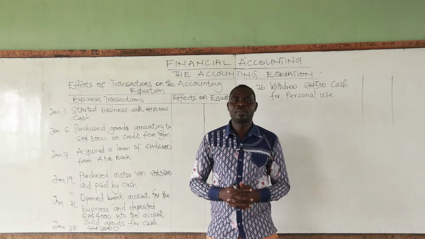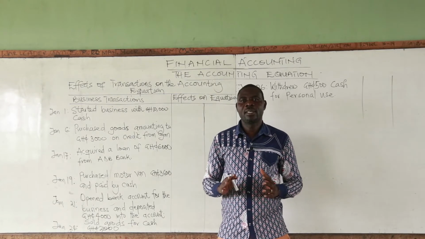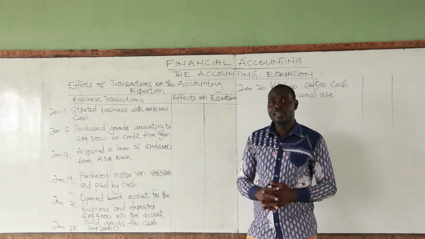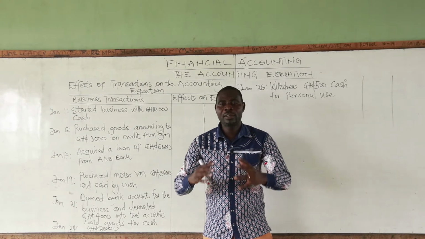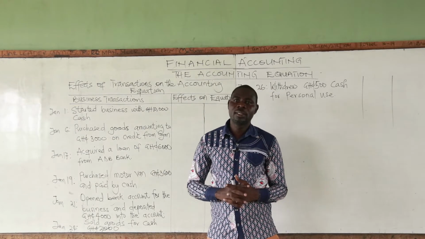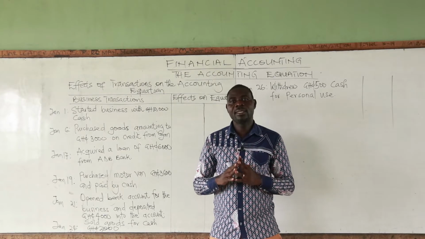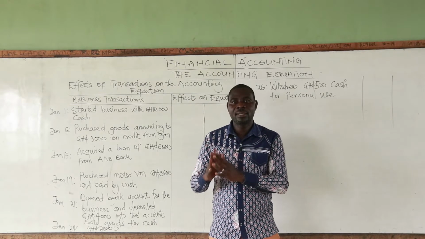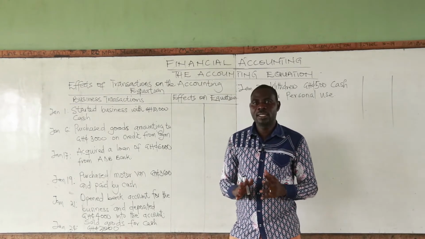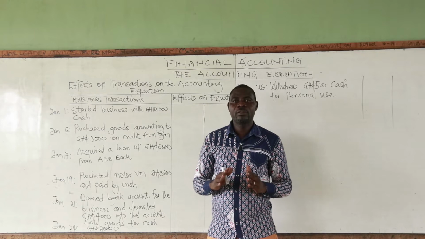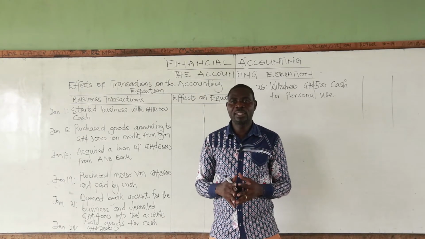Hello. Let's now look at the effects of transactions on the accounting equation. We have discussed in detail the elements of the balance sheet, which are assets, capital, and liabilities. So we are going to look at the effects of business transactions on the elements of the balance sheet.